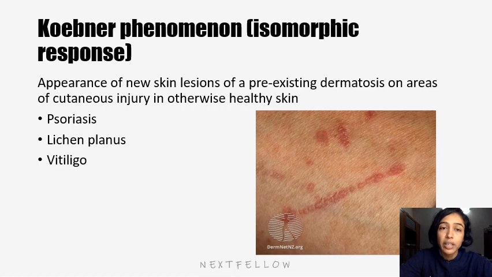So Koebner phenomenon is also known as isomorphic response. It's the appearance of new skin lesions of a pre-existing skin disorder on areas which are injured, in otherwise healthy skin. This is classically seen in 3 conditions: psoriasis, lichen planus, and vitiligo. Here you can see the small erythematous papules seem to extend along a line. If the person has sustained trauma, like a scratch or even some insect bites, those lesions come onto those new spots as well.